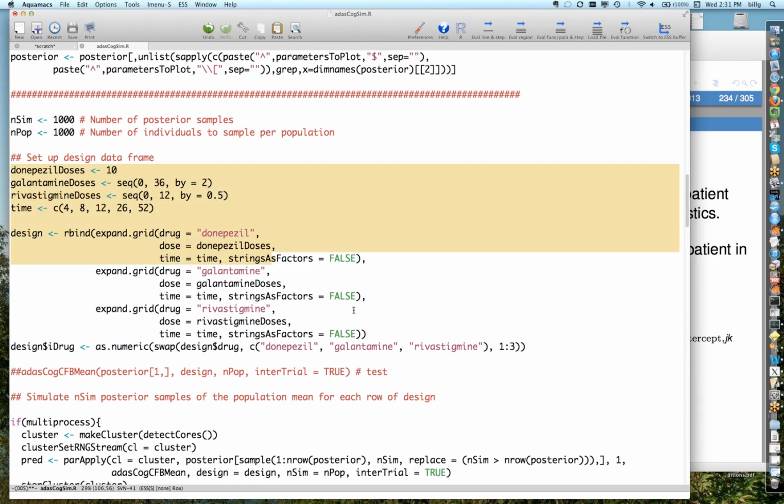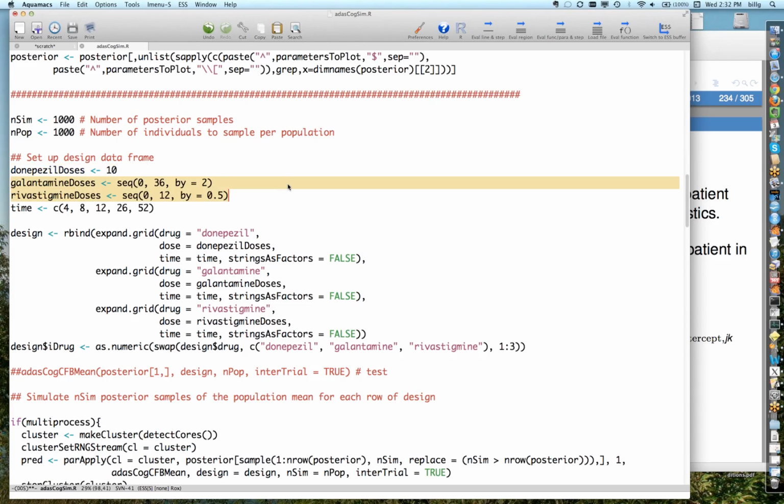Then I go through and set up that design data frame where I'm going to be specifying the drugs, doses, and times. So now we're going to be looking at comparative efficacy all relative to 10 milligrams per day of donepezil. So I only really need to generate a simulation for one dose of donepezil, just the 10. Whereas I'd like to look at a range of doses for galantamine and rivastigmine, and so I've specified those, and there are different ranges here as appropriate for those drugs.